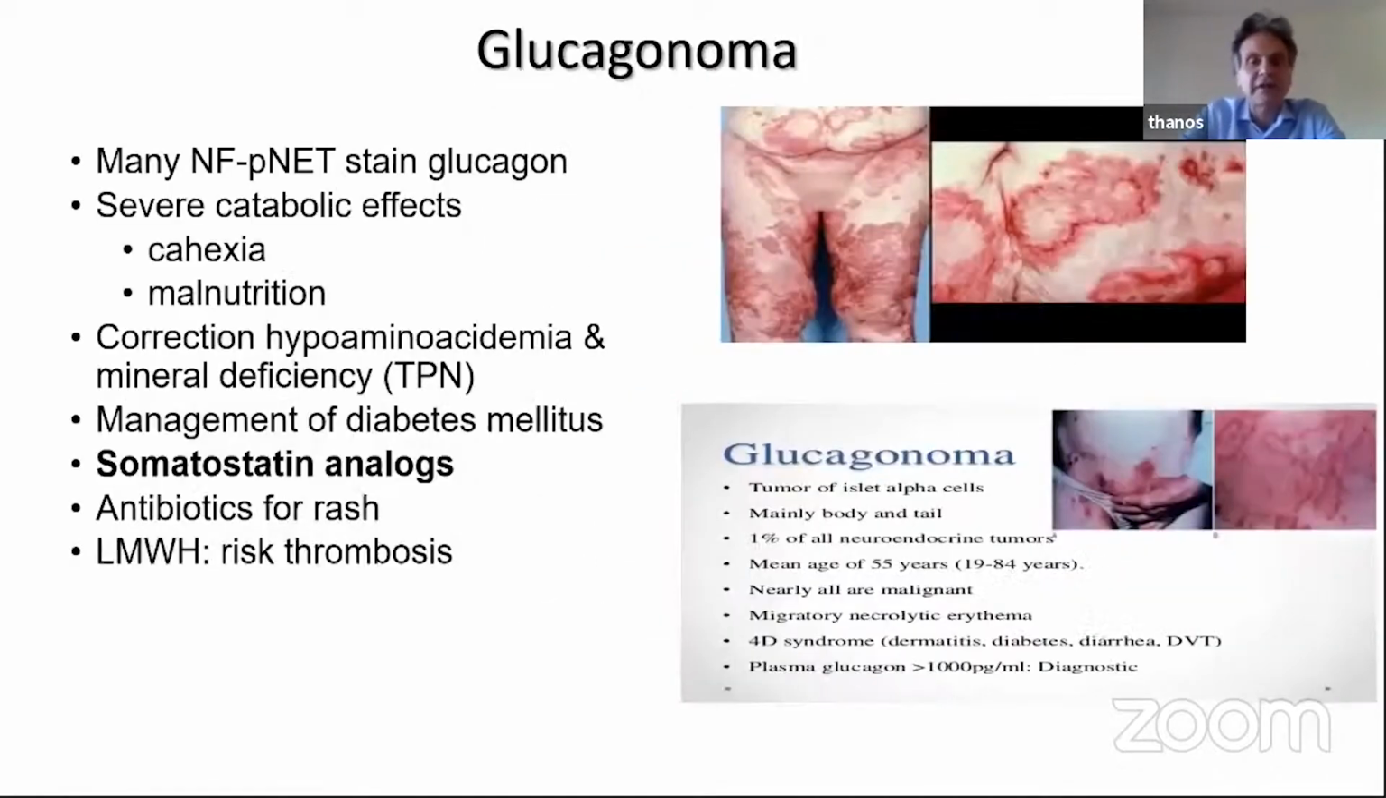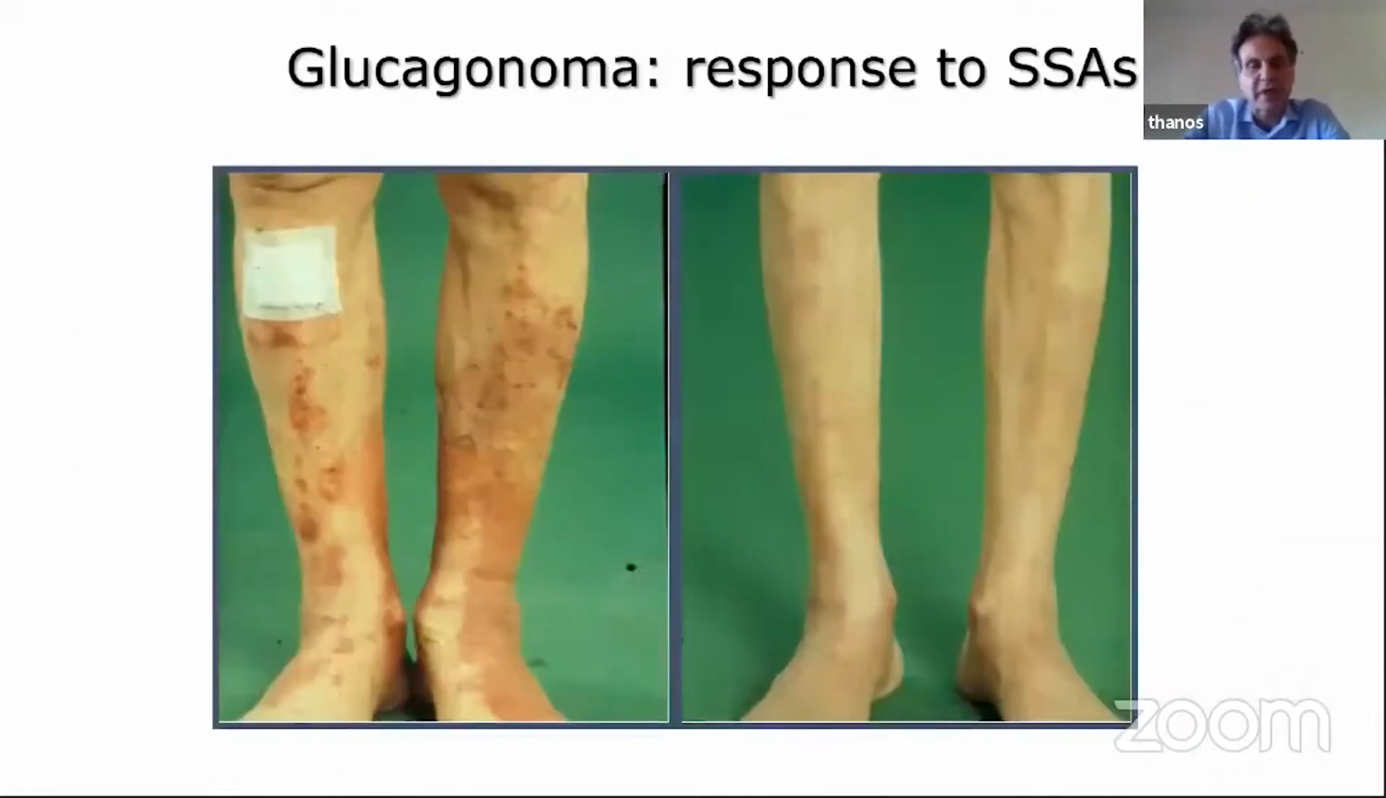So glucagonoma is another devastating functioning neuroendocrine tumor due to the secretion of glucagon. It can cause cachexia and malnutrition and severe diabetes mellitus, and the rationale is to give them somatostatin analogs, to control the malnutrition and the diabetes mellitus. These patients are at increased risk of thrombosis. We have to give them low molecular weight heparin, and because they have this devastating rash, we may need to treat that with antibiotics. And this is a very impressive response of the patient's rash following the administration of somatostatin analogs.